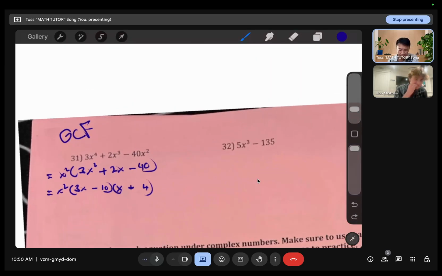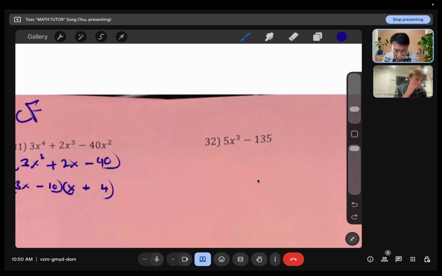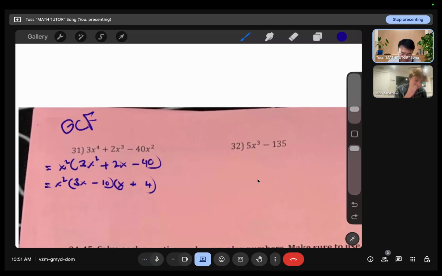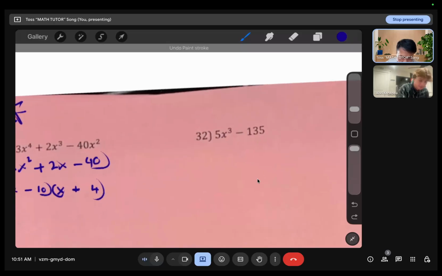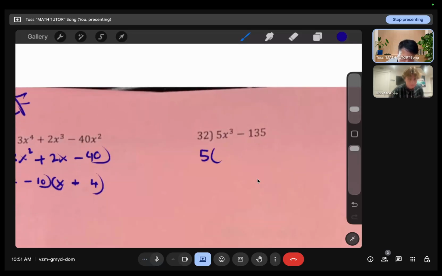Done. Okay, same thing with this one. The GCF is 5. I think you can see it. They're both divisible by 5. So pull out a 5 first, x to the third, and then we'll go back to the difference of cubes again.